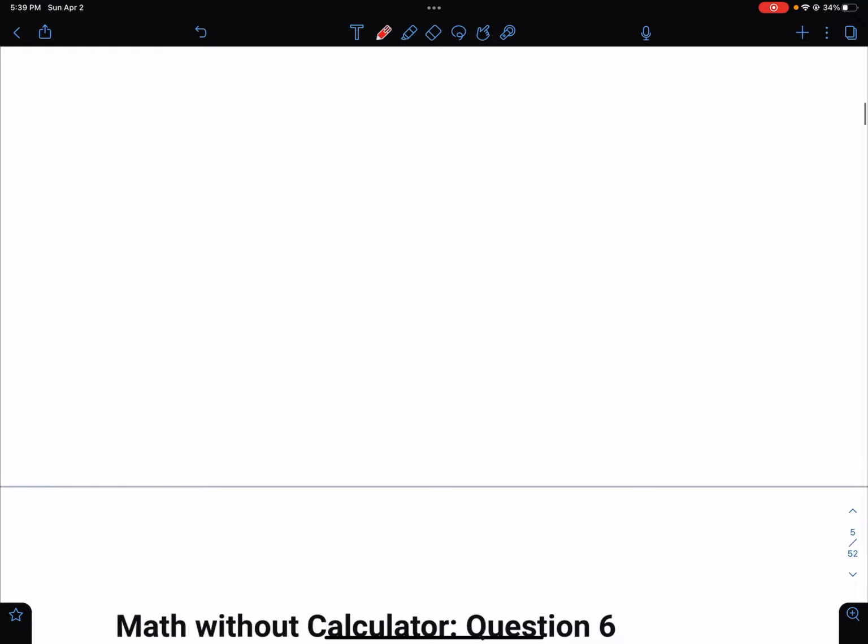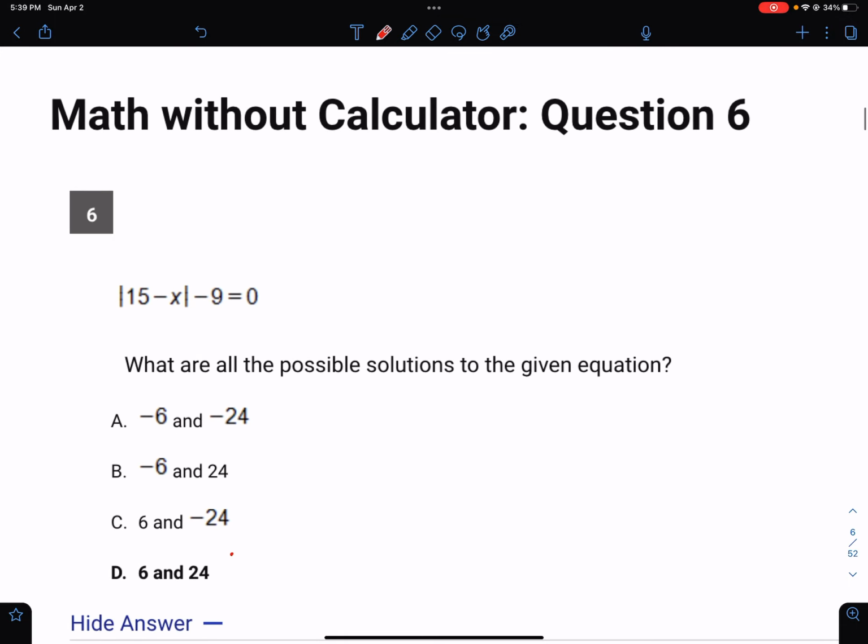Let's take a look at number 6. Number 6 is right here. You have a few options here. You can just try answer choices, or you can solve the absolute value equation. I'll just try solving. We have 15 minus x equals -9, equals 9. How do you get rid of absolute value bars just like that?